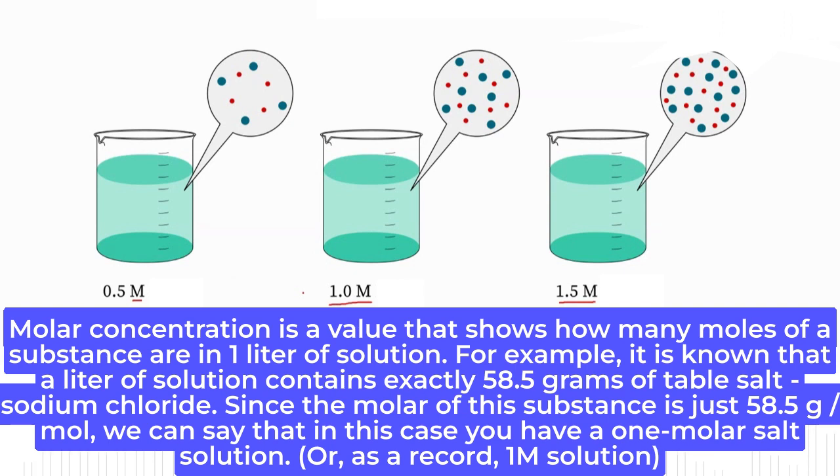Molar concentration is a value that shows how many moles of a substance are in 1 liter of solution. For example, it is known that a liter of solution contains exactly 58.5 grams of table salt, sodium chloride. Since the molar mass of this substance is just 58.5 g/mol, we can say that in this case you have a 1 molar salt solution. Or, as a record, 1 M solution.